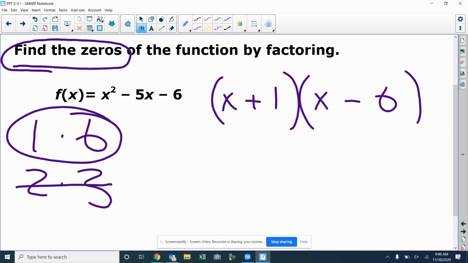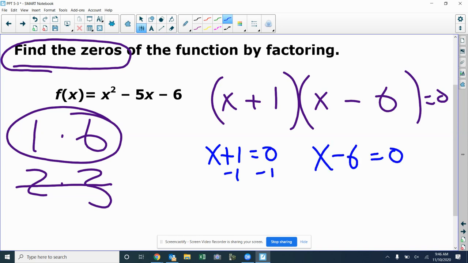We do have to set these equal to 0. So let's do that. And now we're gonna have x plus 1 equals 0. We're gonna have x minus 6 equals 0. I need to subtract 1, so x is -1. I need to add 6, so x is positive 6. And there's where you're at.